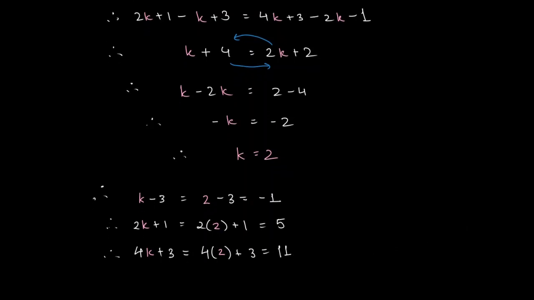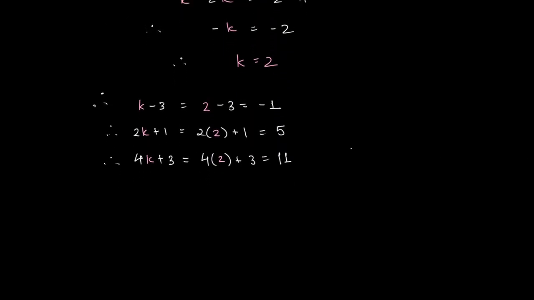Now, these are the first three terms. You want to find the next two terms as well. If you glance through this, the difference between these two, minus 1 and 5, the common difference in this case is 6, 5 minus minus 1. Same way, the difference between these two terms, 11 minus 5, is also 6. So the common difference of the arithmetic progression is 6.